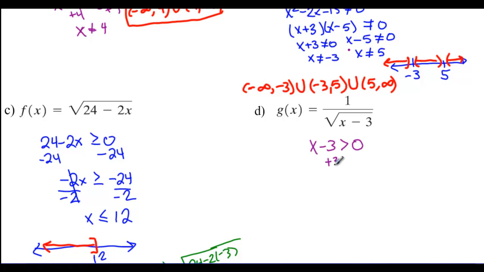And then when we go through and solve, it's super quick. So we're going to get x is greater than 3. And on a number line, we have our 3 here. So greater than, we're going to have a parenthesis and then go above. So it's going to be from 3 to infinity.